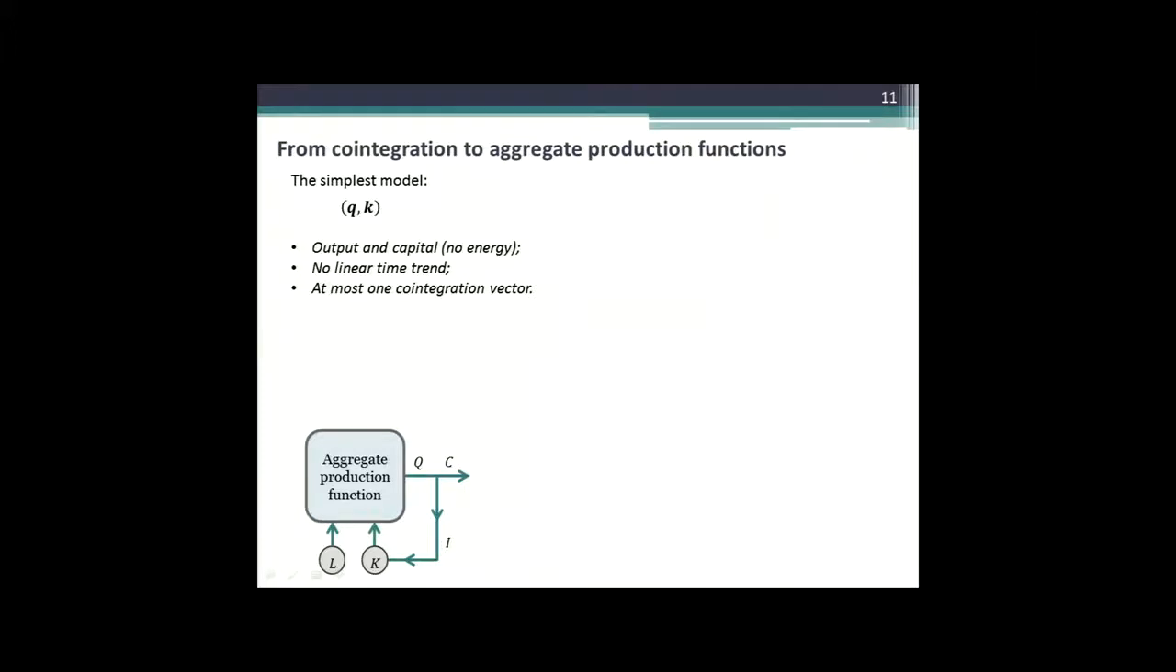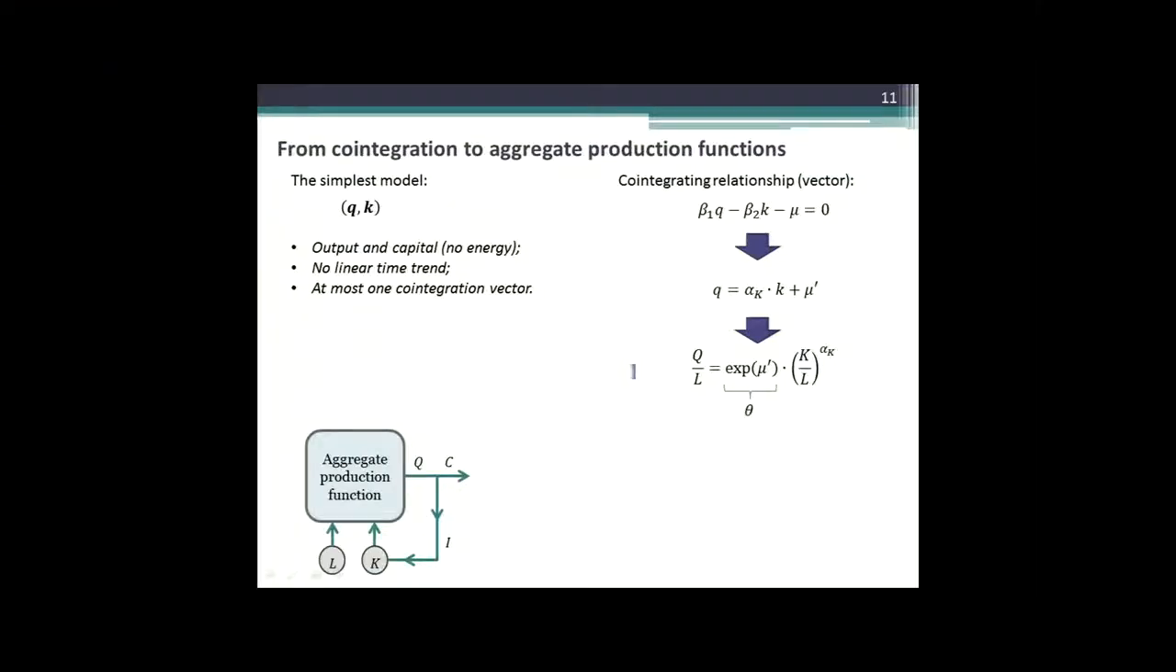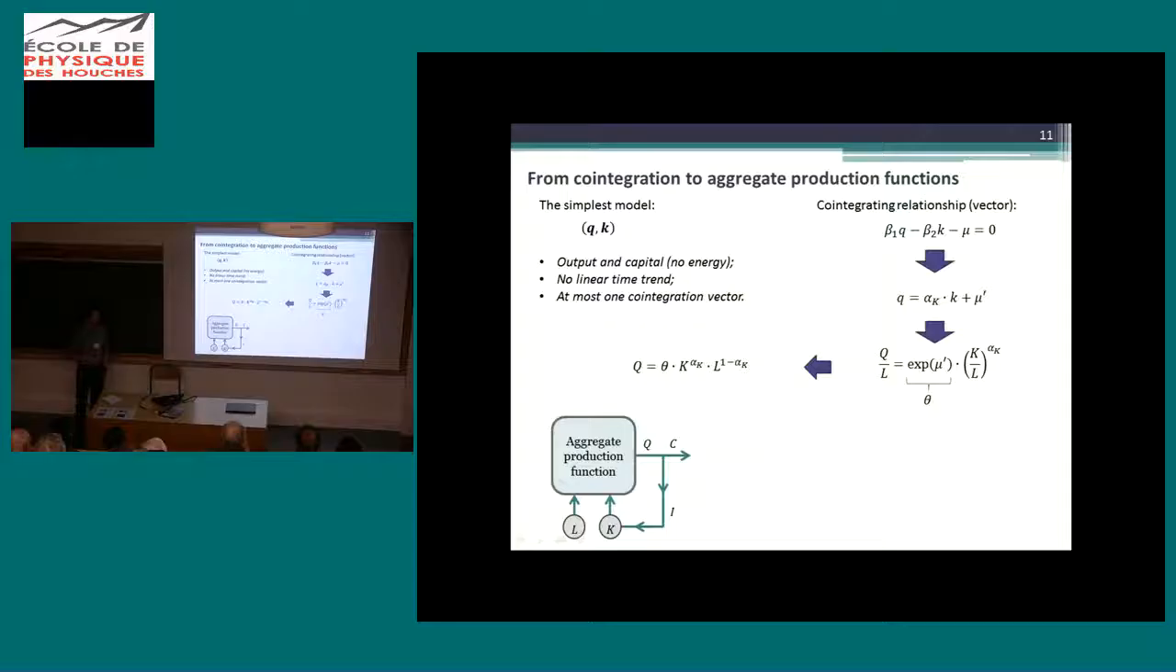Now, I'll walk you through the models we are considering. Starting with the simplest model, just two working variables for output and capital. No linear time trend included. At most, there will be one cointegration relationship between these working variables. If that is the case, it can be written as such, normalized to the output variable. Lifting the logarithms and multiplying by labor on both sides, you get a formulation of this cointegration relationship, which resembles very closely a Cobb-Douglas type aggregate production function.